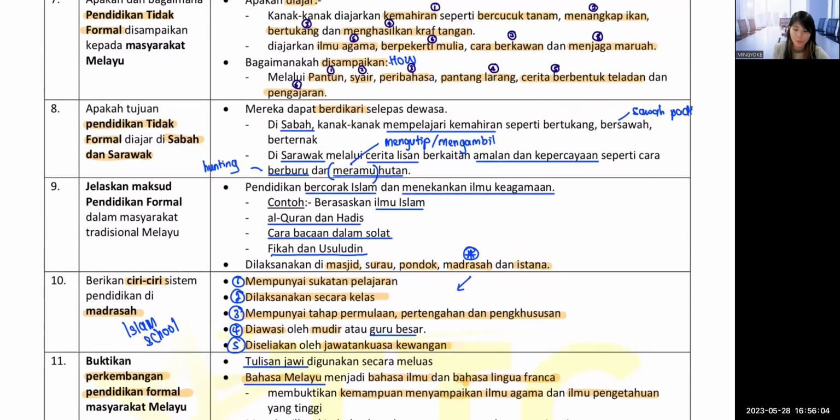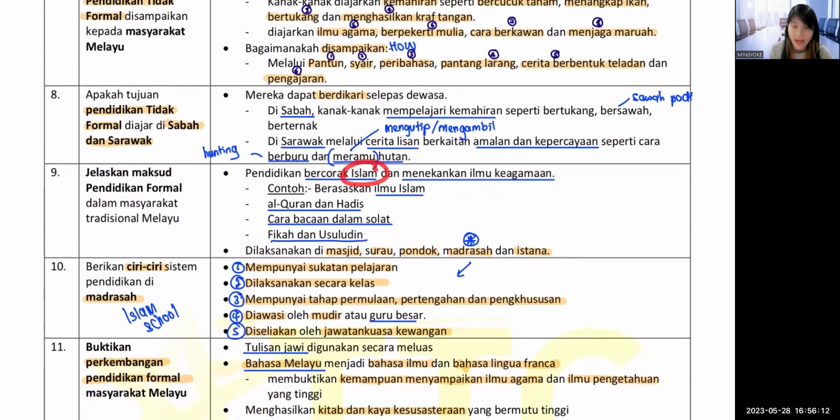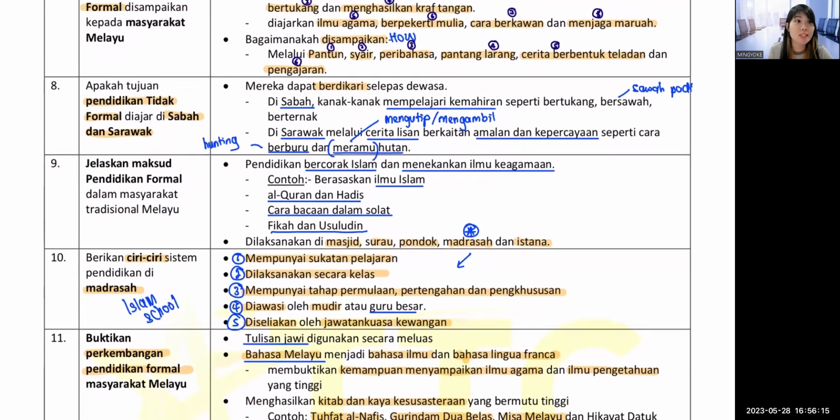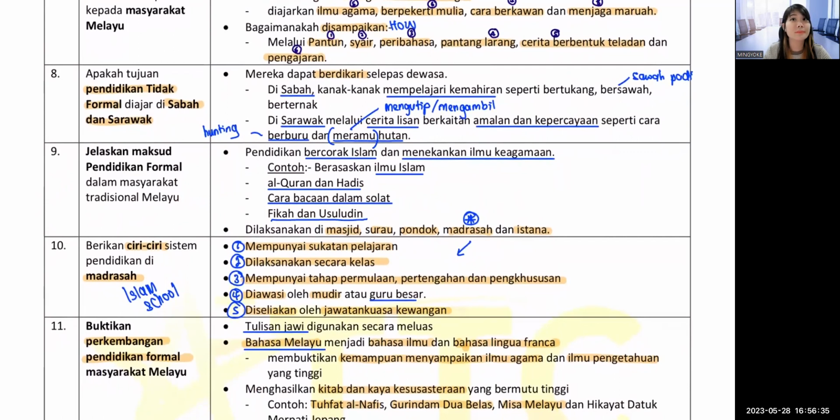Okay, according to our pendidikan formal, guys, we are bercorak Islam, according to Islam style, and we focus more on religion knowledge, such as ilmu Islam, Al-Quran, Hadith, all these are in your objective. Yeah, and where do you learn it? You learn from masjid, you learn from surau, you learn from pondok, madrasah, istana, all these places. Understand? Okay, can?